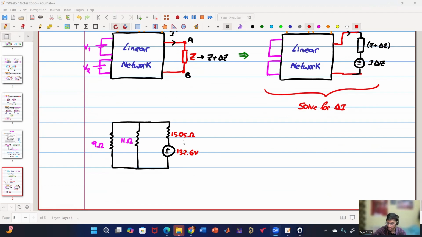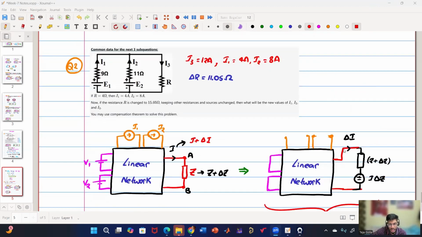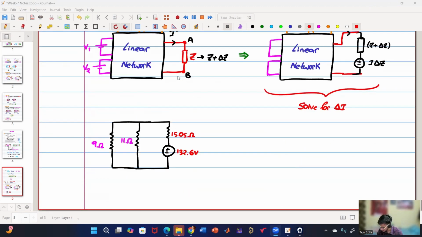Now I have to calculate current. So first of all, the direction of the current will not change. So this is delta I1, delta I2, delta I3. So the current direction is delta I1, delta I2, delta I3. Okay. So first, what we can do is reframe the circuit. 9 and 11 ohm are in parallel, right? So if they are in parallel, what will be the effective impedance? Anyone? If we redraw the circuit, 9 and 11, what is the effective impedance?